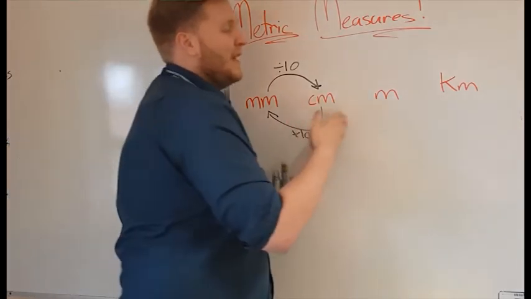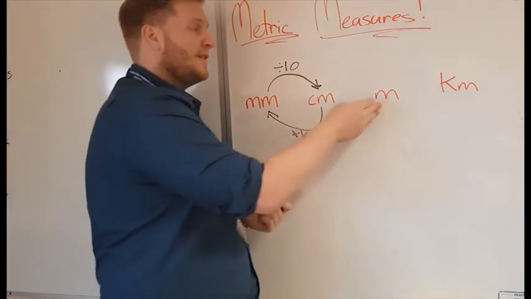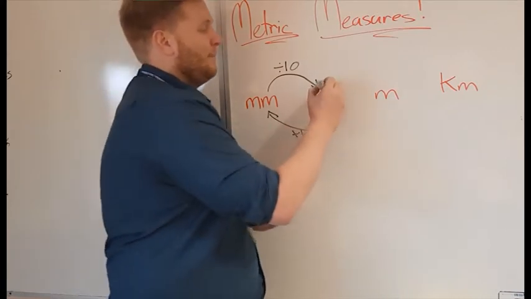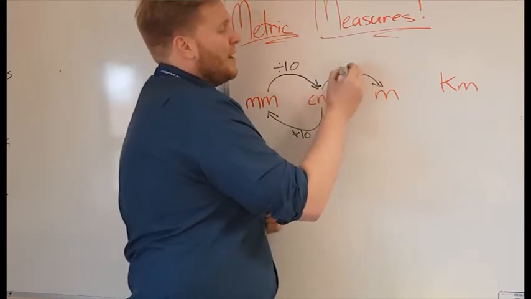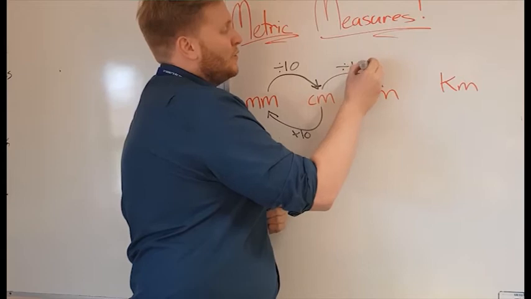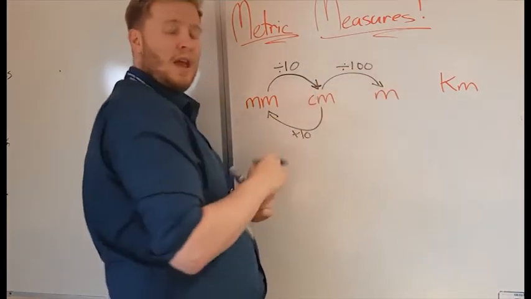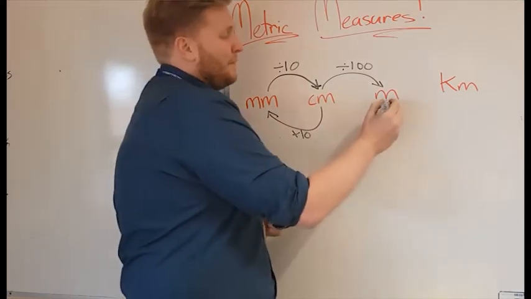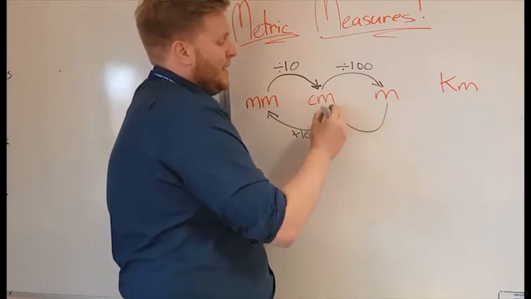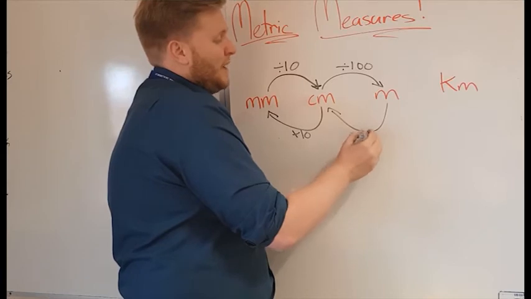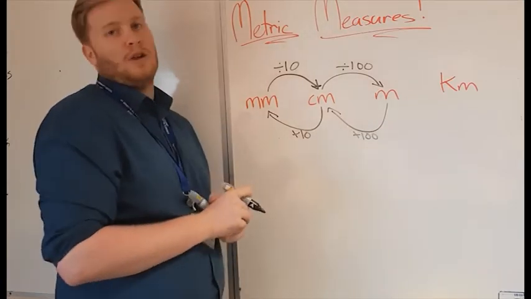Now, with centimetres and metres, there are 100 centimetres in a metre. So again, if we want to turn centimetres into metres, we divide by 100 because there are 100 centimetres in every metre. And vice versa, if we're going from metres to centimetres, we're timesing by 100.